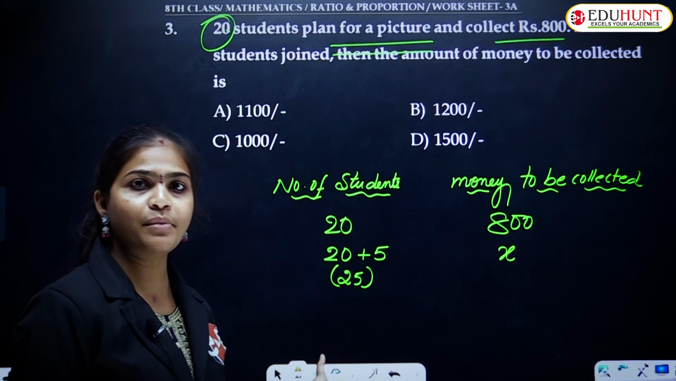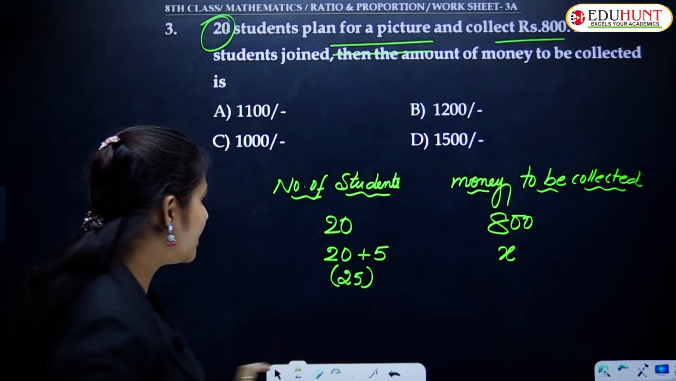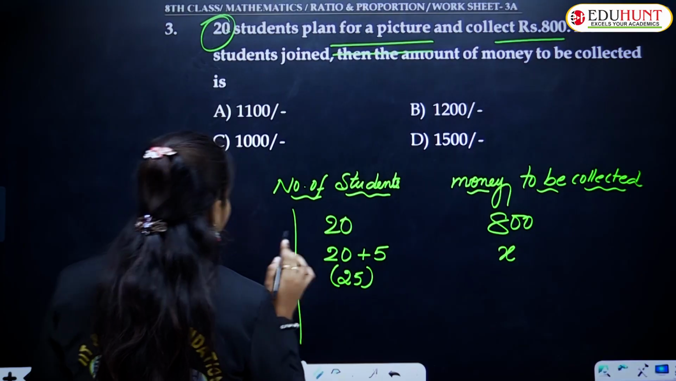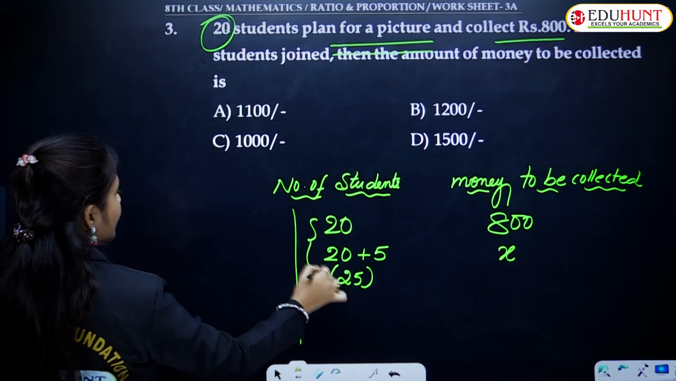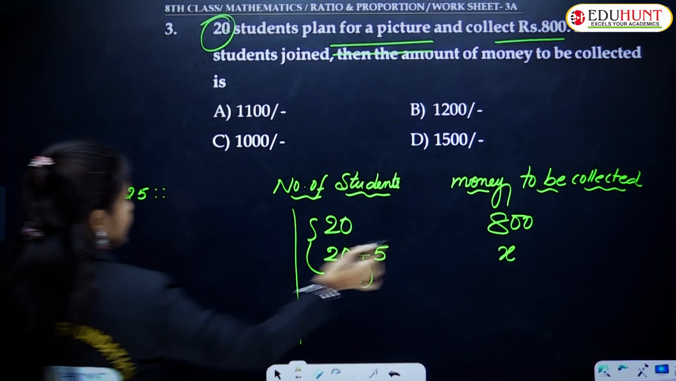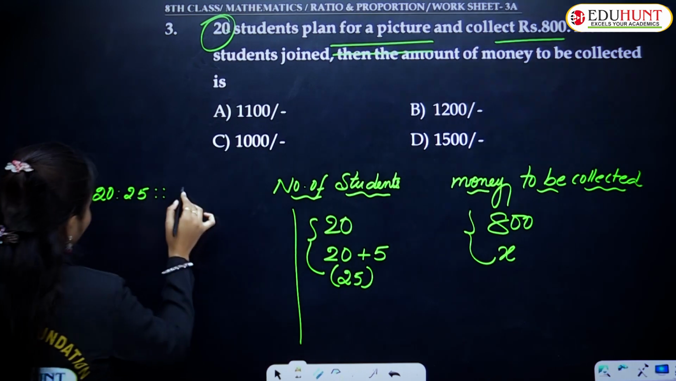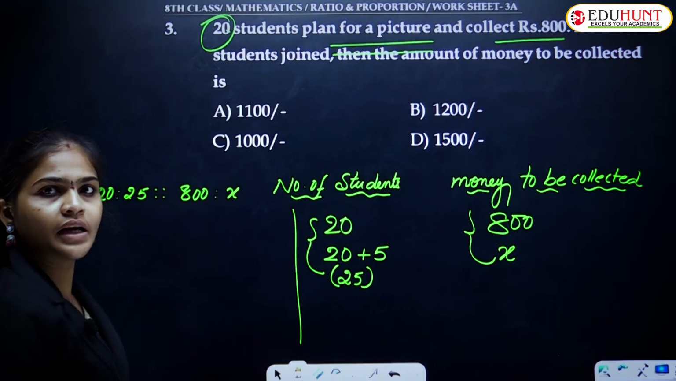If 25 members are there, then how much is to be collected? Understand? So again, write in proportion. So for 20 students, we have to take the ratio of the number of students, no? So 20 is to 25 as, we have to take the ratio of the amount to be collected, 800 is to X. Understand?